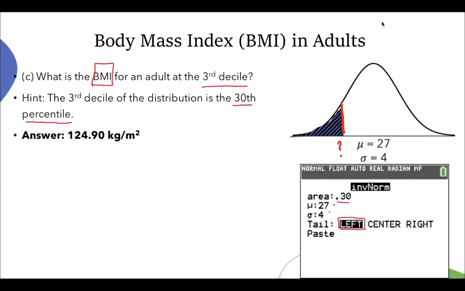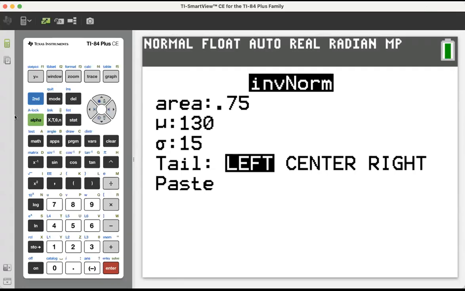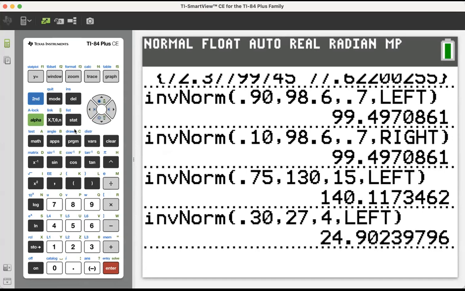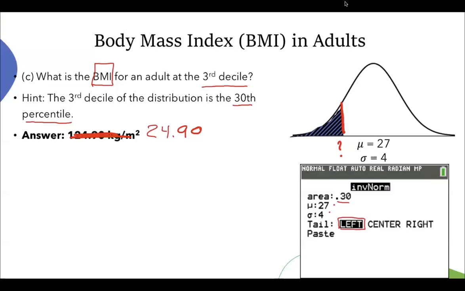Oops, this is way wrong. Hold on. Okay, let's try this again. This would be 0.30, 27, 4, and left. And this is 24.90. I'm going to write that in the slideshow. Okay, 24.90 is the right answer here. And that is our last question.